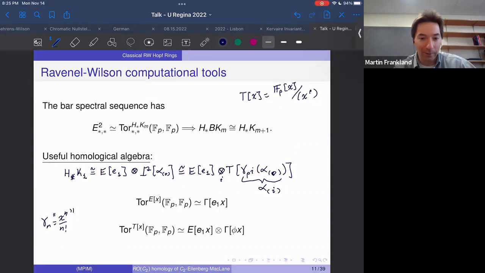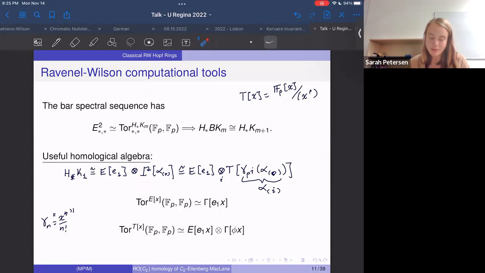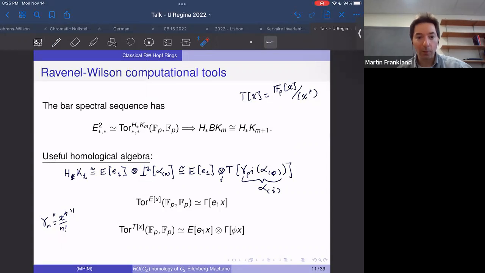So the uppercase gamma is definitely the usual notion of divided power algebra. Yes, this is exactly the usual notion, that sort of structure on the algebra. Yep.